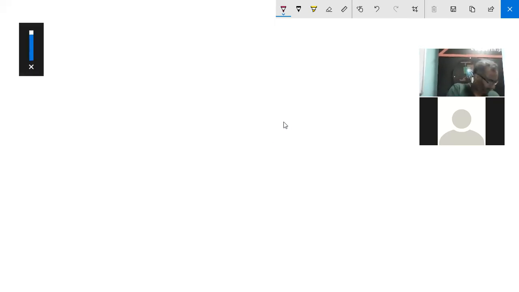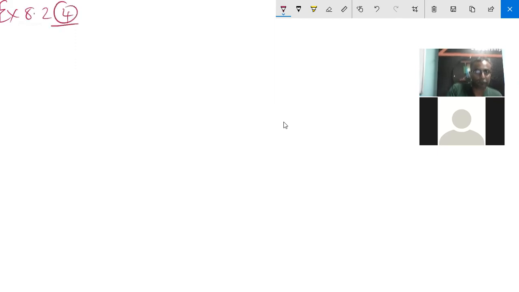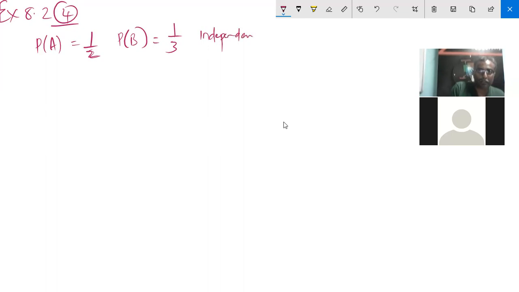Now, exercise 8.2, fourth sum. The probability of solving a specific problem independently: P of A is equal to half. Then P of B, that B will solve the problem, is 1/3. Independently. These two are independent. You both try to solve the problem independently. They are independent events. It's very important.